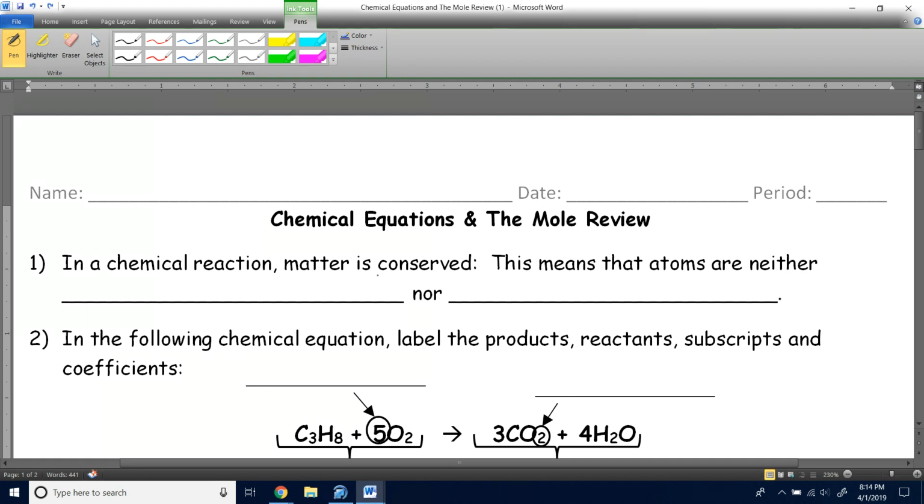Let's get started. So for the beginning of this, let's talk about a chemical reaction and the conservation of matter, okay? So in a chemical reaction, matter is always conserved, okay? So no matter what, the left side is always going to be equal to the right side. So that means that atoms are neither created nor destroyed, all right? So that means the left side is always going to have to be equal to the right side, okay?